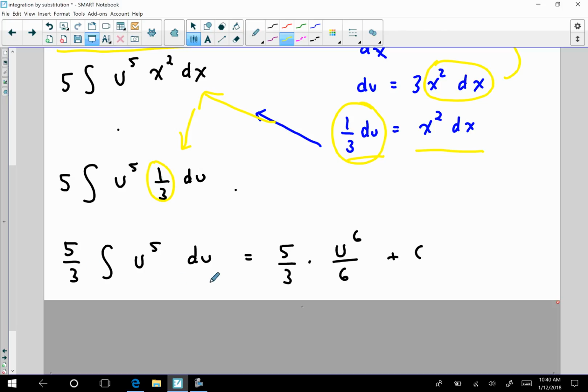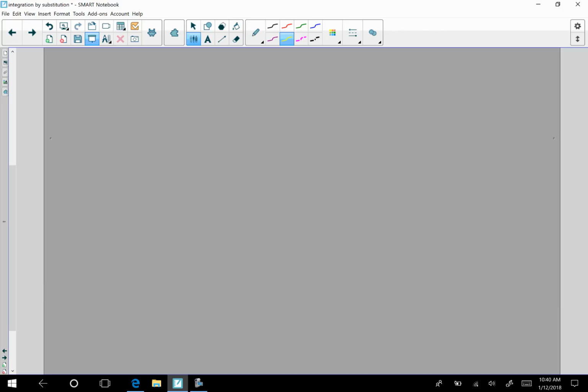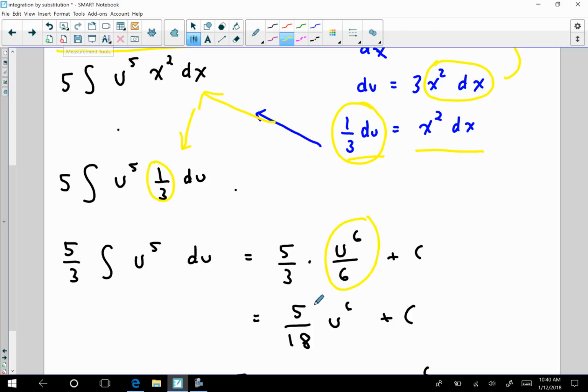5 times 1/3 is 5/3. And now I have this very simple thing to anti-differentiate. The antiderivative of u to the 5th du is u to the 6th over 6. Keep in mind I do have this constant 5/3. So that's going to be 5/3 times 1/6, which is 5/18 u to the 6th plus a constant.